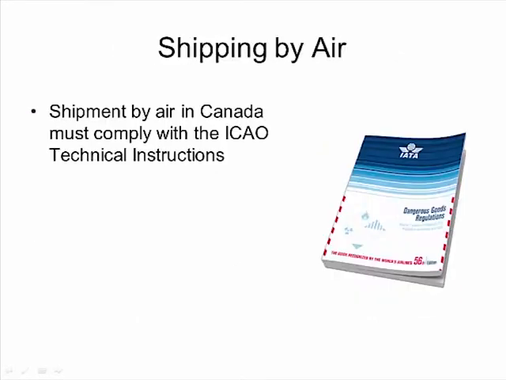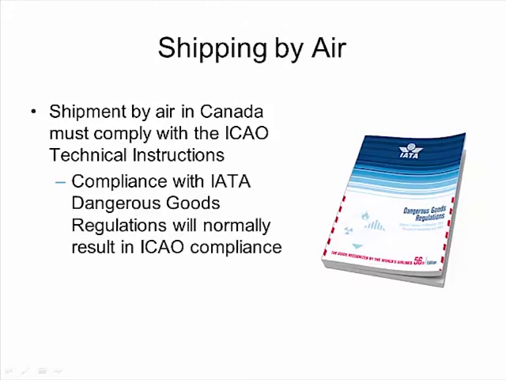Shipment by air in Canada must comply with the ICAO technical instructions, except for certain special situations, such as shipments to remote locations. The IATA Dangerous Goods regulations were written as a user-friendly guide to the ICAO technical instructions. Compliance with the IATA Dangerous Goods regulations will normally result in compliance with the technical instructions as well.